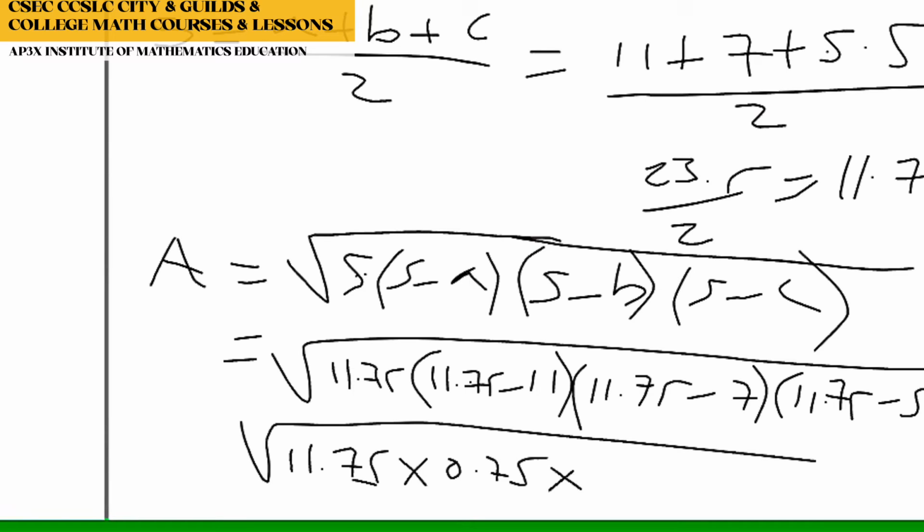All right, and then 11.75 minus 7, that's going to give us 4.75. And 11.75 minus 5.5, that's going to give us 6.25. Yes, you are correct, 6.25. All right, go ahead and process that product, please. 11.75 multiplied by 0.75 multiplied by 4.75 multiplied by 6.25.